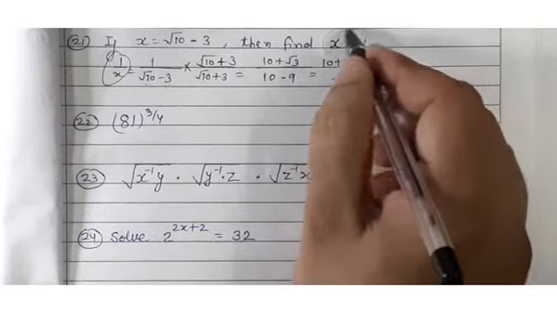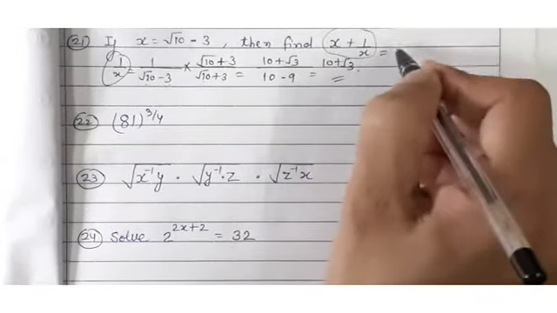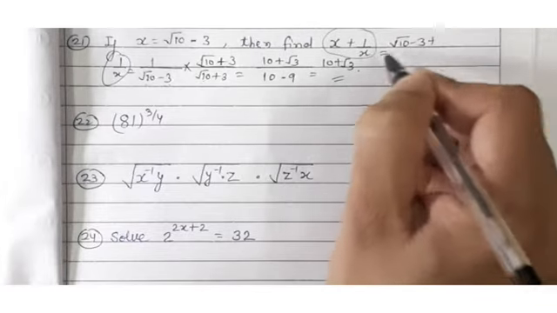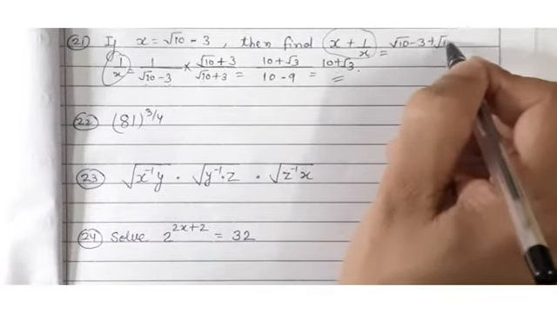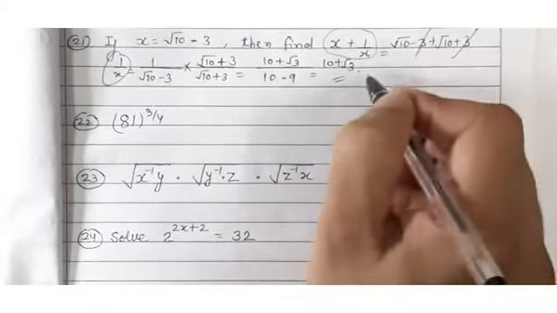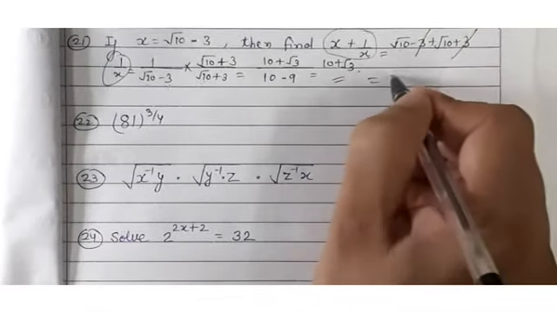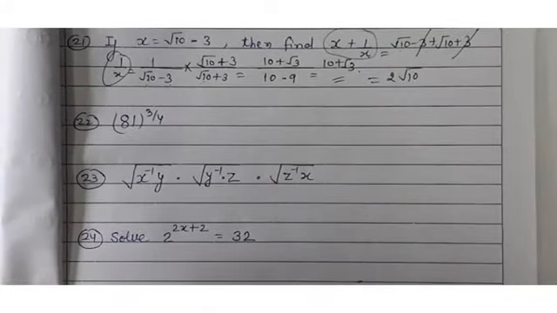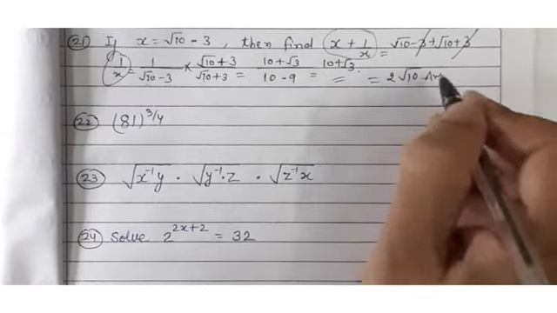Okay, and you have to find x plus 1 upon x. What is x? Under root 10 minus 3, and 1 upon x, under root 10 plus 3. Okay, 3 to 3 cut, under root 10 plus under root 10 is your 2 under root 10. This is your answer. I can write like this.